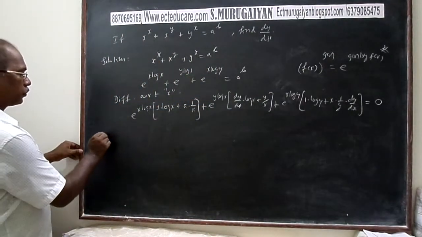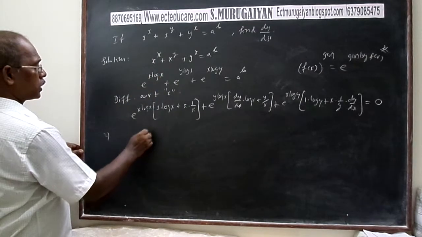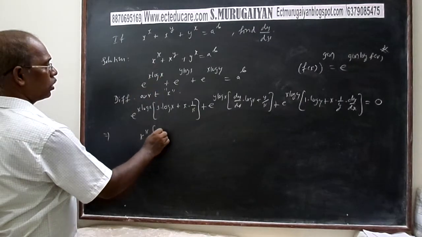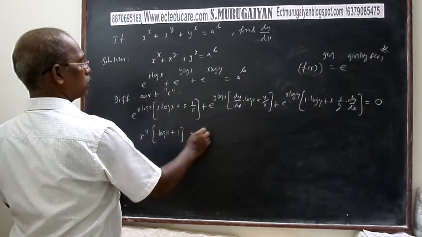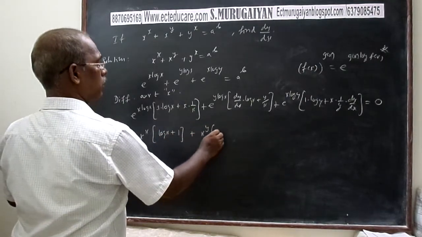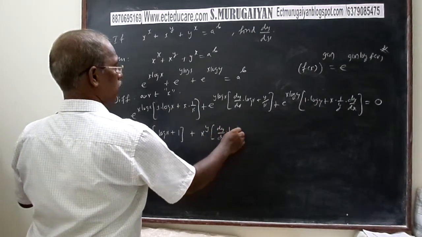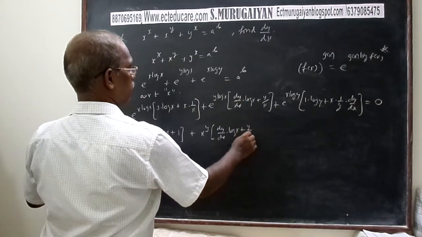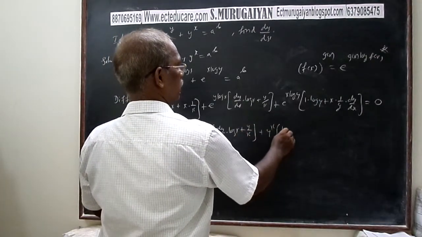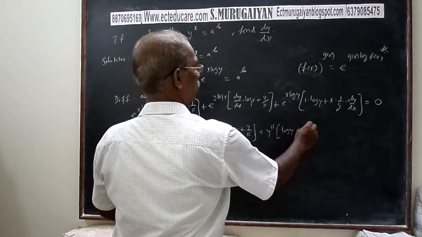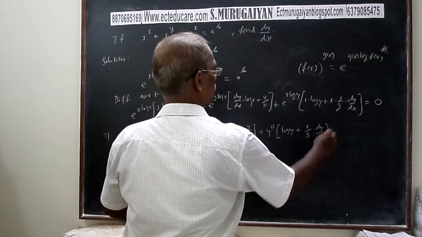Now e power x log x is nothing but x power x into log x plus 1. Then x power y into dy by dx log x plus y upon x. And this is y power x log y plus x upon y dy by dx, which is equal to 0.